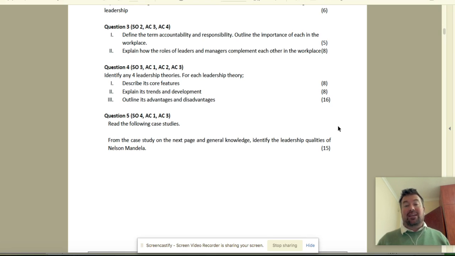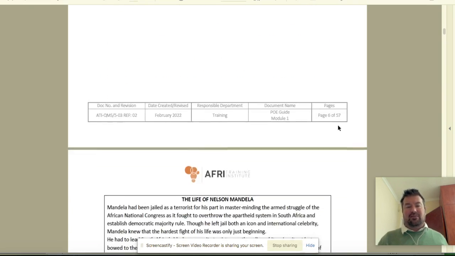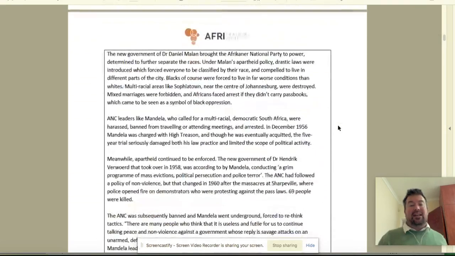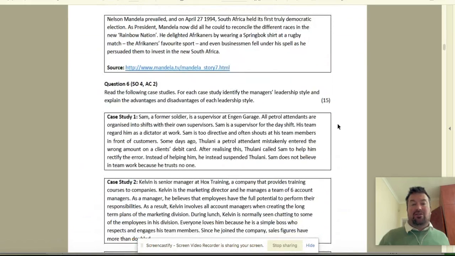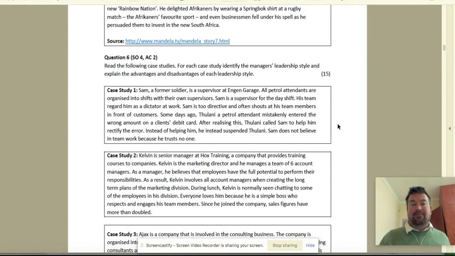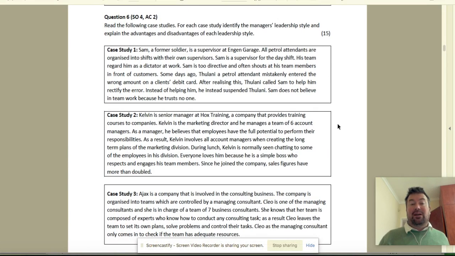Okay, then you're going to go through a case study based on the life of Nelson Mandela. Now, we did that in class as well, so you already have a feeling for this case study. And remember the key points that we picked up. So what I want you to do again is read through it, underline what values, what qualities, what characteristics Nelson Mandela had, and then just put them down in that question. So read through the case study, and then look at all the key characteristics and qualities that he showed through that case study. Okay. Then you can go to question number 6.